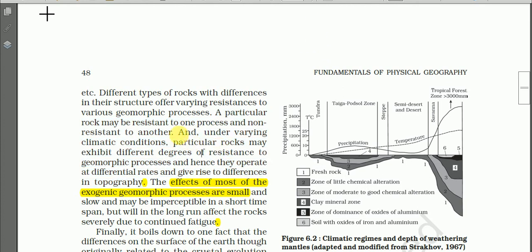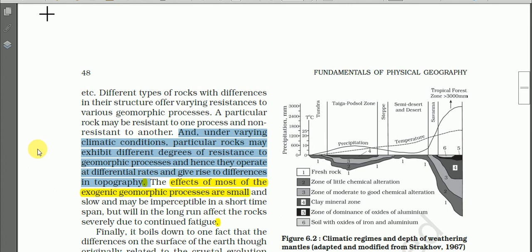Under varying degrees of climatic conditions, particular rocks may exhibit different degrees of resistance to geomorphic processes, and hence the processes operate at differential rates and give rise to differences in topography. For example, a block of granite is a very hard rock, and we may consider two climatic conditions. Let us suppose one granite block is in the desert and another granite block is in another climatic zone, say in the cold areas.